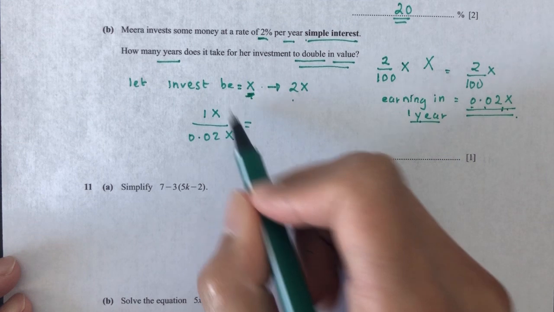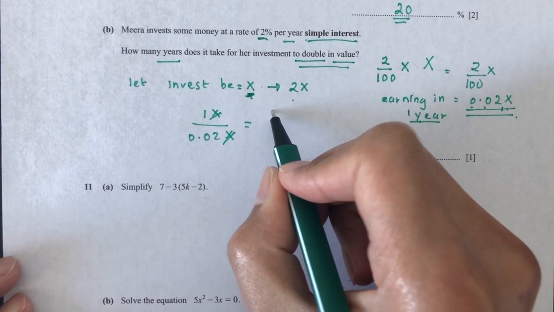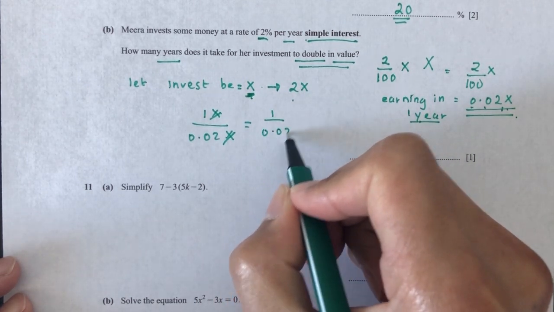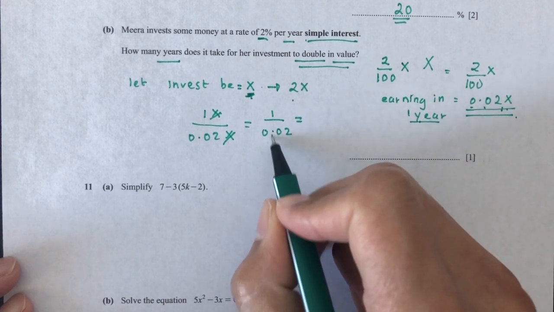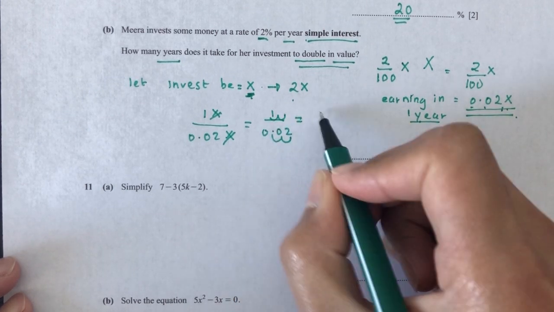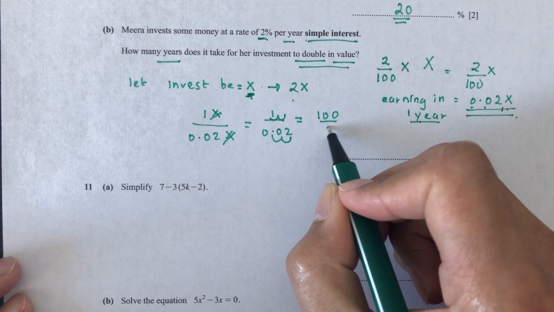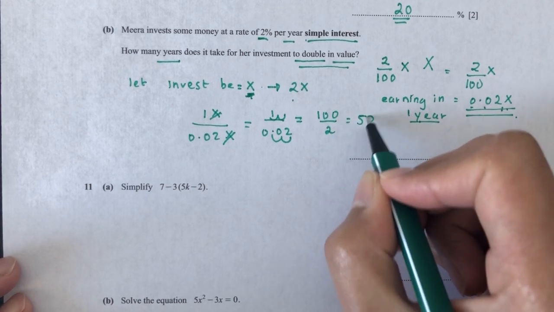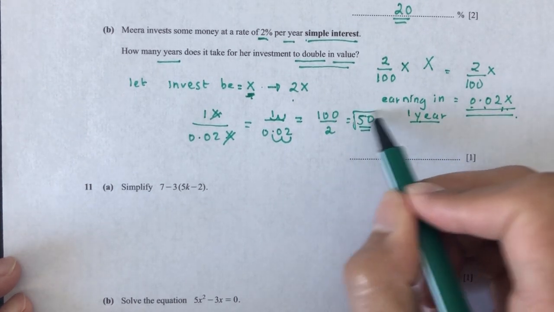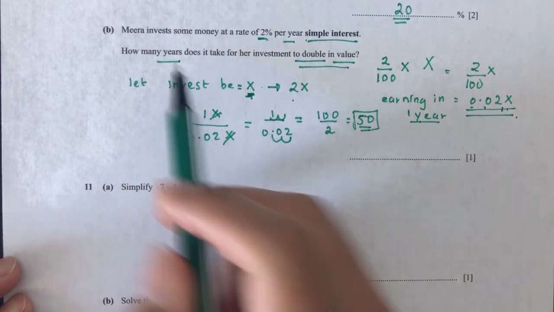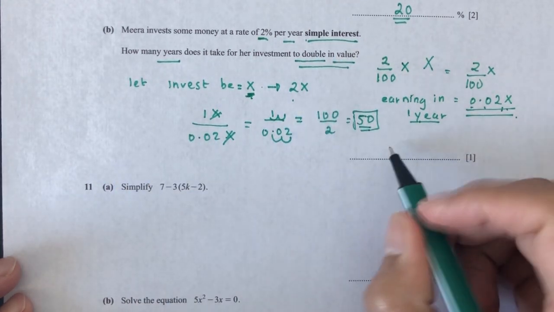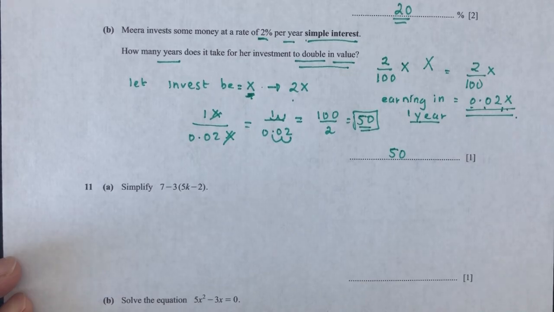So let's find the number of years. We will have x go away. So we have 1 divided by 0.02. So we have to move 2 decimal places here. That will be 100 divided by 2, which is 50 years. So your answer will be 50 years. So how many years does it take to double the value? It will be 50 years.